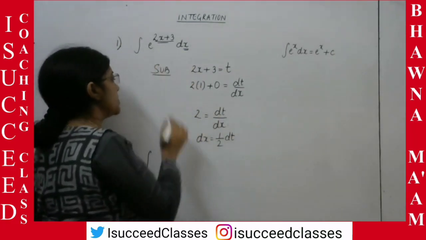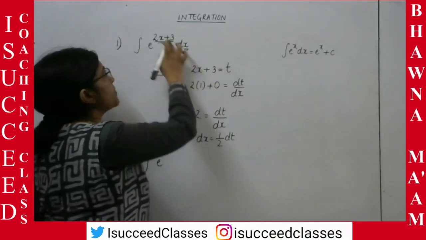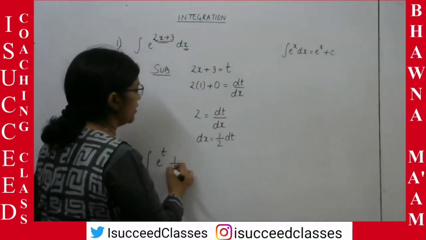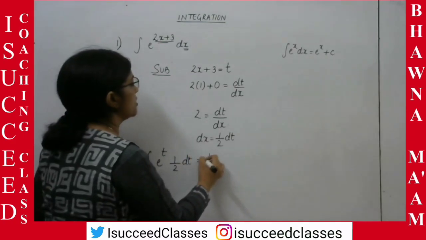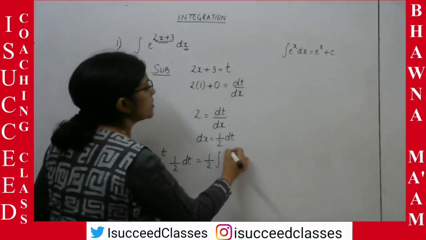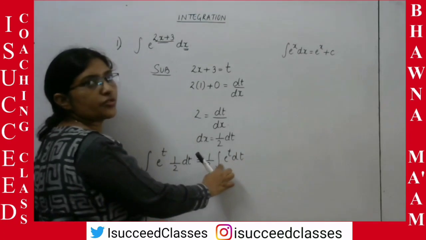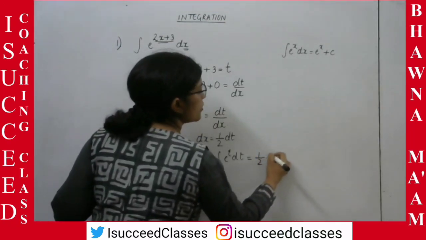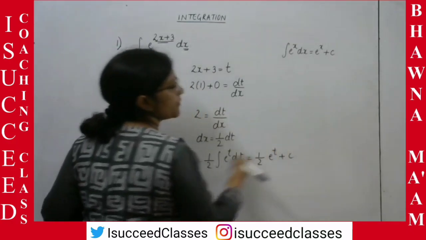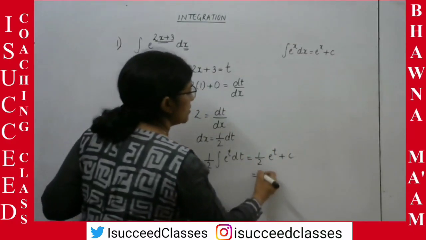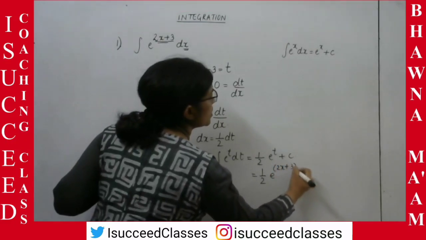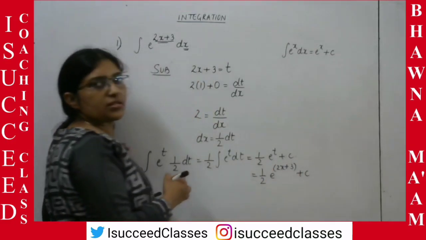So this becomes e raised to 2x plus 3, we will write as t, and what is our dx? Half dt. Now half is a constant. Let's put it outside the integration. Integration of e raised to t dt is half e raised to t plus c. Now what is our t? 2x plus 3. So put it back and that's your answer.